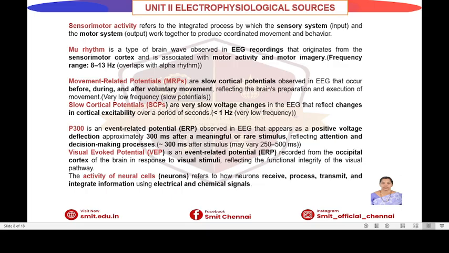Next is mu rhythm. It is also one type of brain wave which is observed in EEG recording. It originates from the sensory motor cortex, and it falls in the range of 8 to 13 hertz.